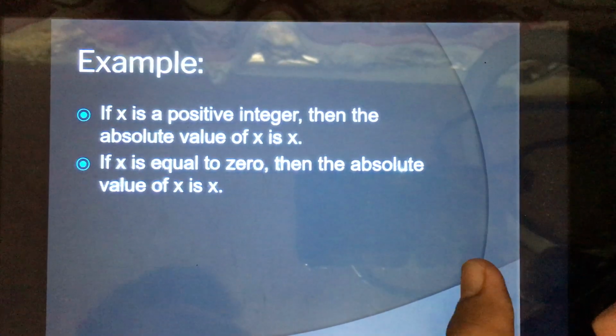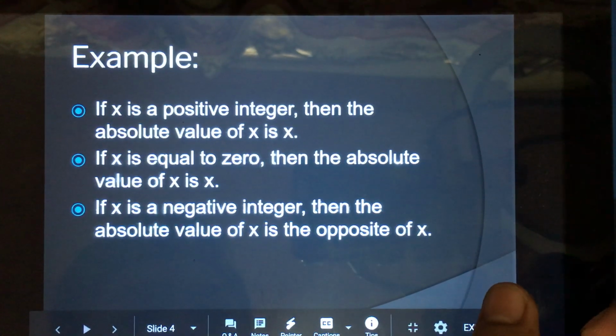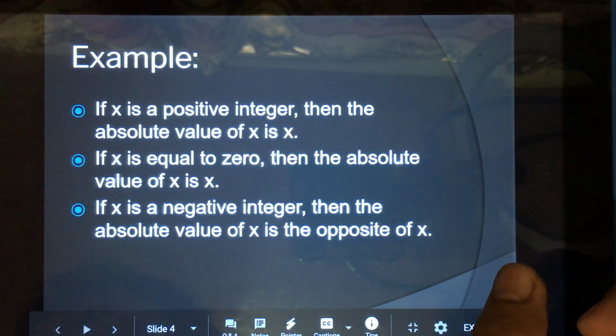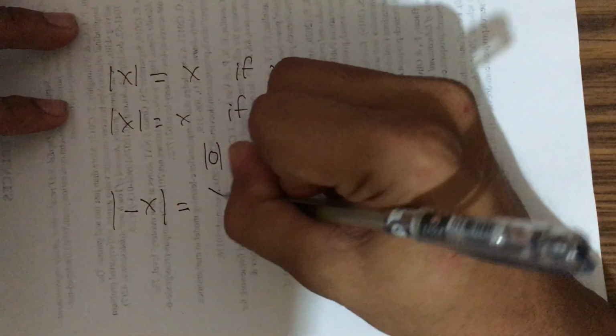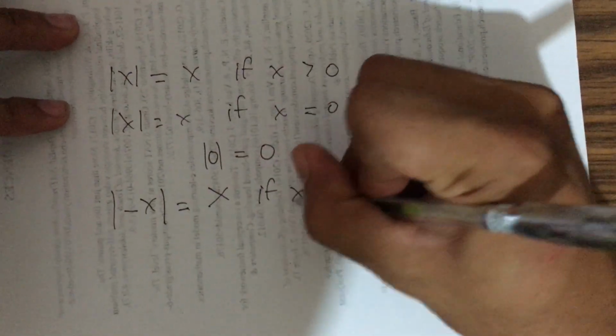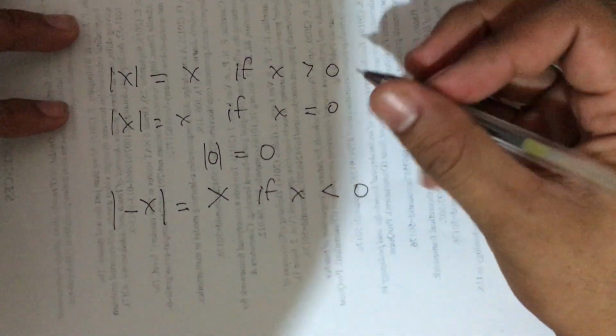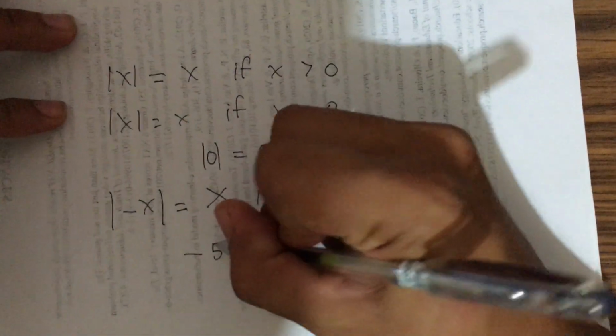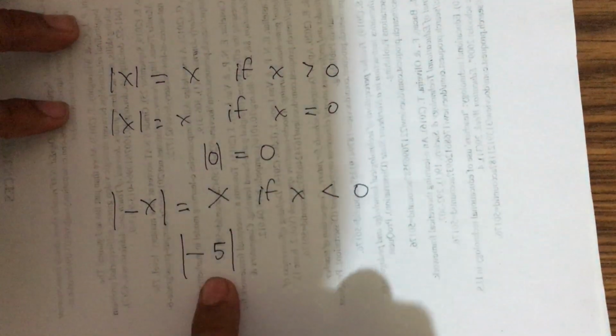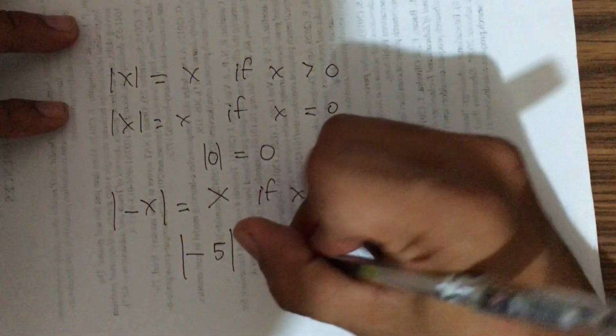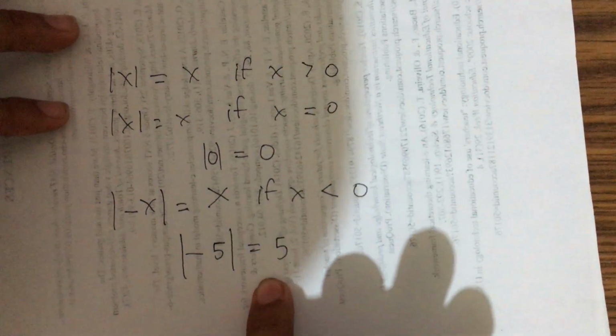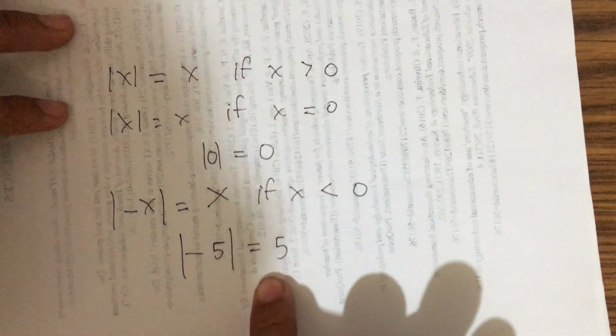Next, if x is a negative integer, then the absolute value of x is the opposite of x. In symbols, the absolute value of x is equal to the opposite of x if x is less than 0. Example, negative 5. This is a negative number. The opposite of negative 5 is positive 5. Therefore, that is now the answer for the absolute value.